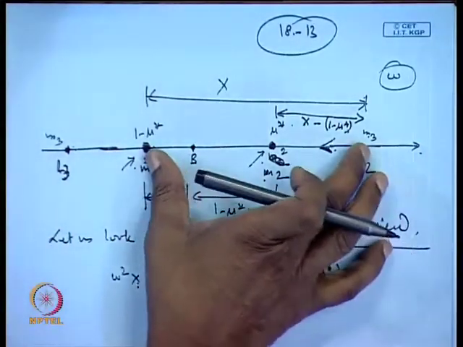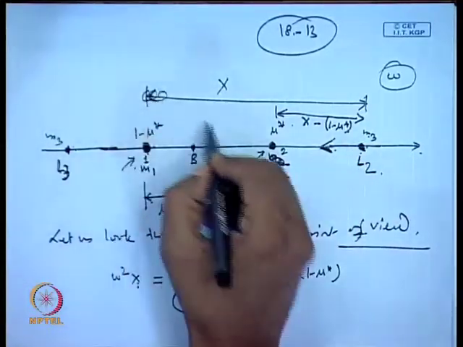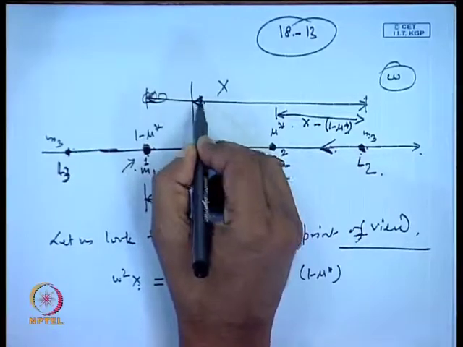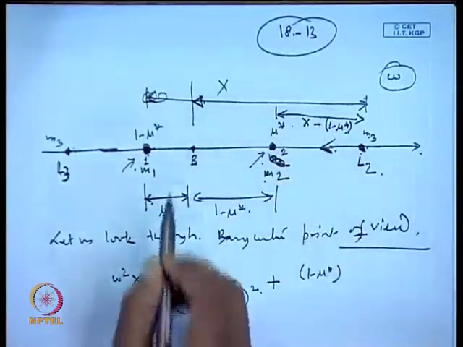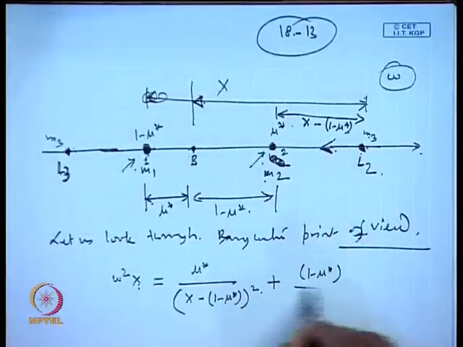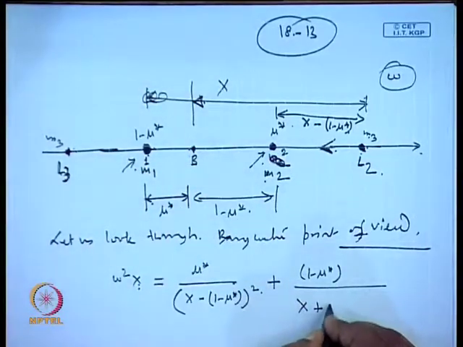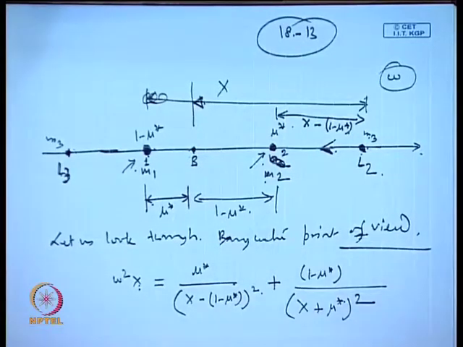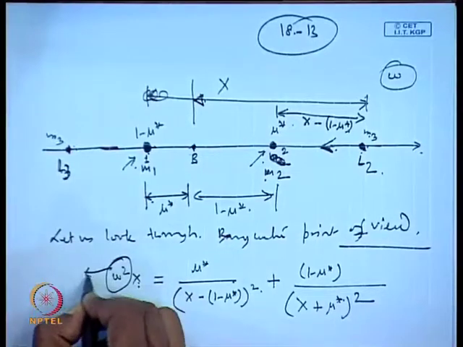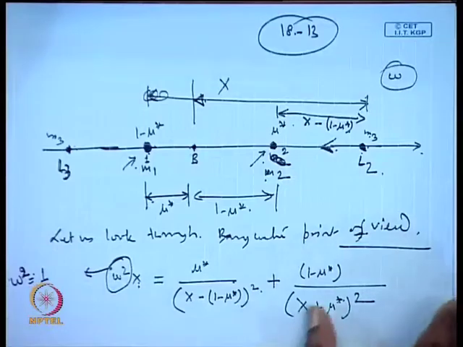So, the total distance from here to here is this distance we have taken from the barycenter, this is the distance x. So, the distance from here to here will be x plus mu star. So, this becomes mu star, and omega square, obviously on the normalized scale, omega square equals 1. We have already worked out all these things.